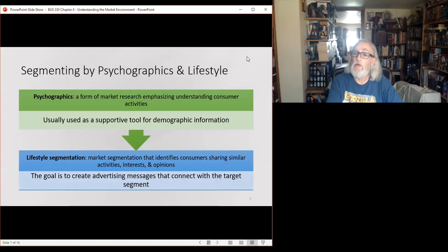Now we can also look at other things that aren't quite as tangible, things like lifestyle, things that we call psychographics, which are attitudes, values, beliefs, and so forth. Now these are not as easy to identify, but this is that form of market research that tries to understand consumers and what's going on in their minds. And so this is usually used to support the other information we have about gender and age, income, and education, those sorts of things.